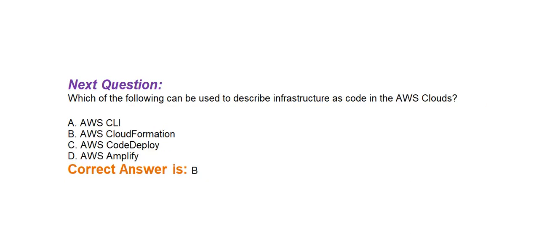Next question is, which of the following can be used to describe infrastructure as code in the AWS cloud? Option A, AWS CLI. Option B, AWS CloudFormation. Option C, AWS CodeDeploy. Option D, AWS Amplify. Correct answer is option B, AWS CloudFormation.